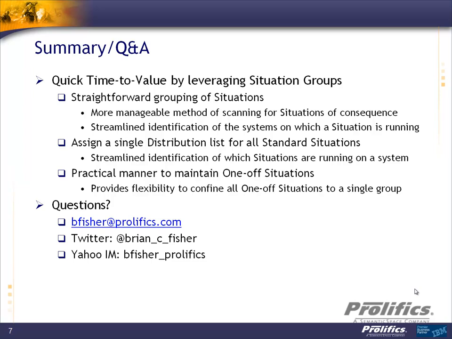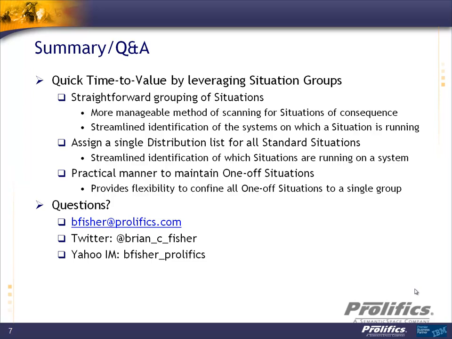So in summary, this simplified strategy provides a quick time to value by leveraging situation groups. It's a straightforward grouping of situations. It's a much more manageable method of scanning for situations of consequence because I can simply go into the situation group and see what situations are members. And it streamlines the identification of the systems on which a situation is running because I can simply go into the situation group distribution and see all of the managed systems where those situations are distributed to.